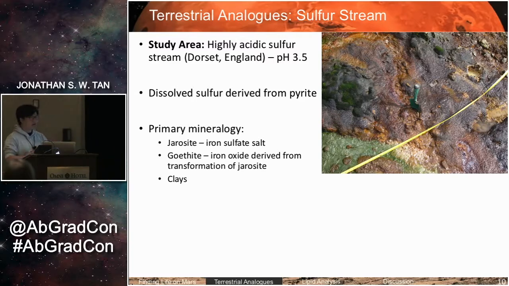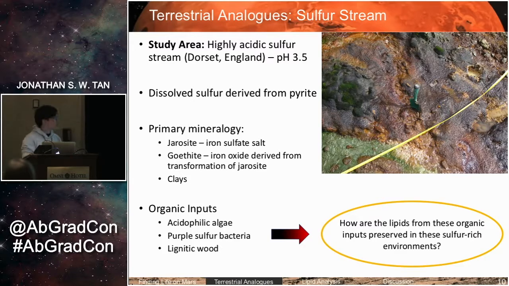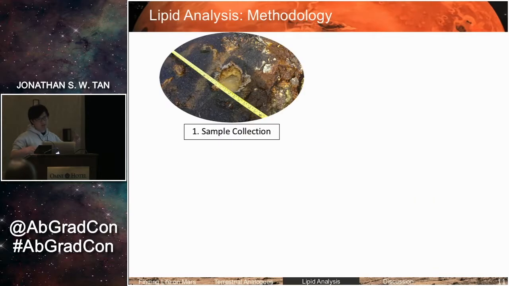Now, the organic inputs into this environment include acidophilic algae, microbial mats, which are primarily purple sulfur bacteria, as well as lignitic wood. And what we're trying to investigate is how the lipids from these organic inputs are preserved in rocks in these sulfur-rich environments. So this is how we do it.